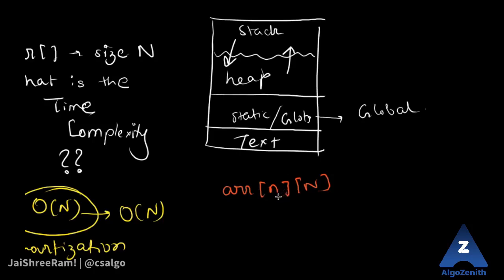Even if you have 4 bytes per cell, 4 is a constant, so that doesn't affect our complexity. You have a total of n square cells, so the memory complexity will be order n square. Similarly, in an execution, if you see the total number of variables being created, you can tell the number of variables, and just the number of variables can be your memory complexity.